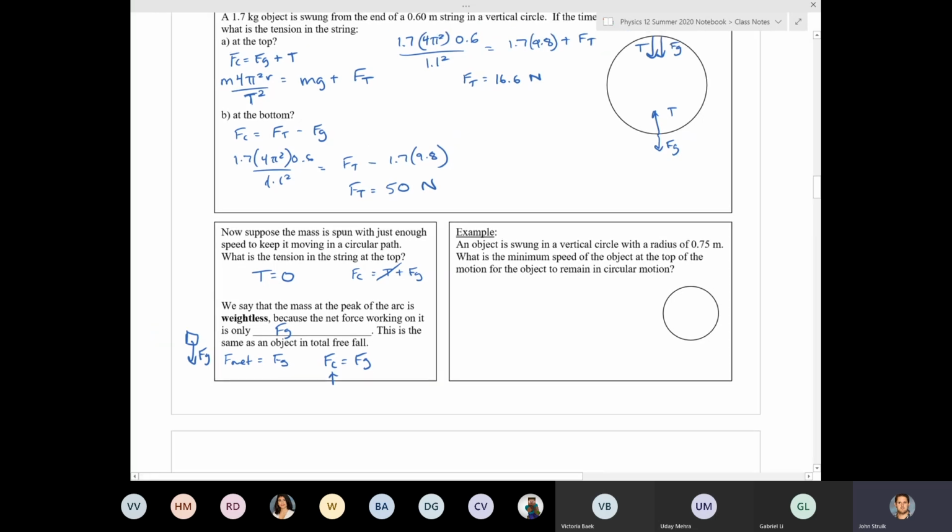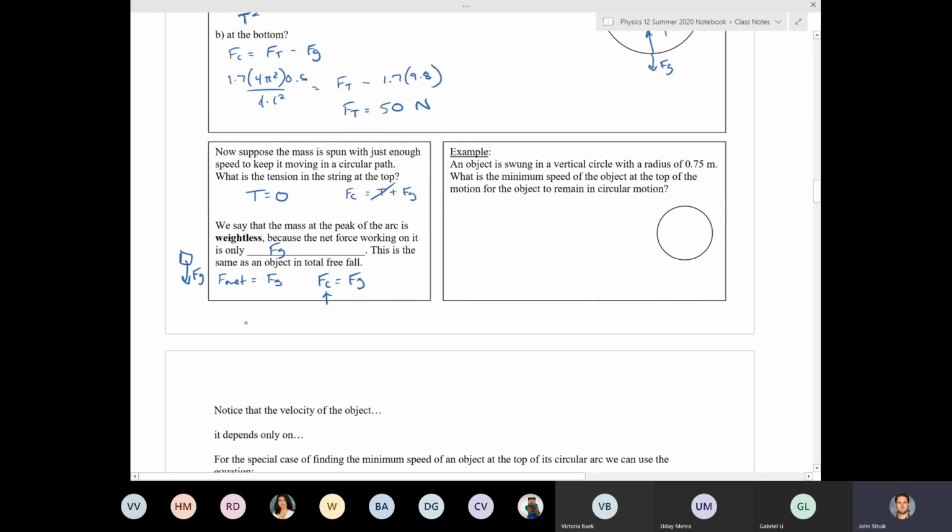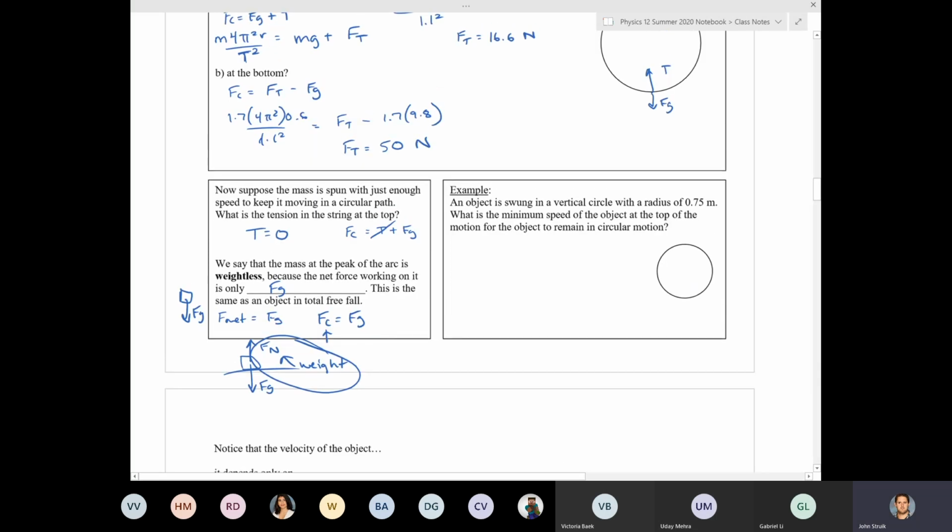And you have to remember that technically, if you have a mass that's sitting on a scale and you have Fg and Fn, this is the weight. Okay, it's Fn that is weight. It's not Fg that's weight. Fn is weight. So if Fn is 0, it's weightless. Okay, and that'll become important when we talk about roller coasters and stuff like that.